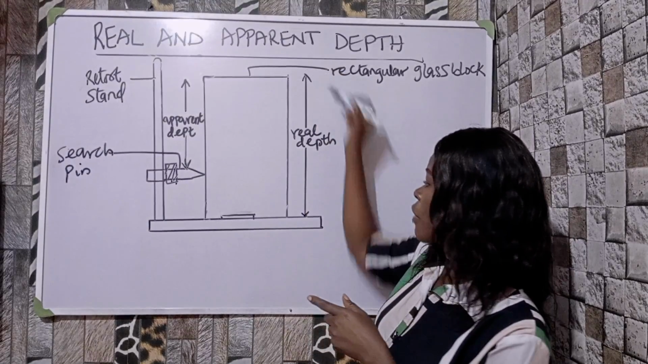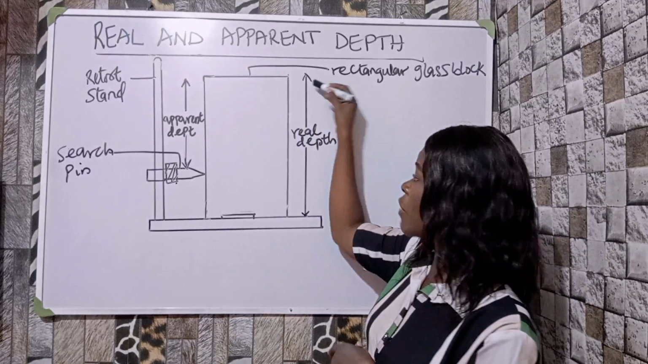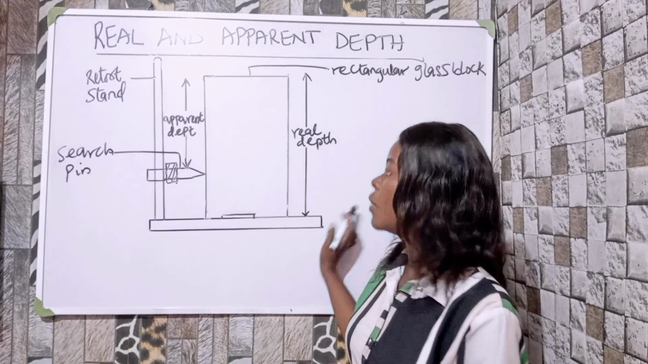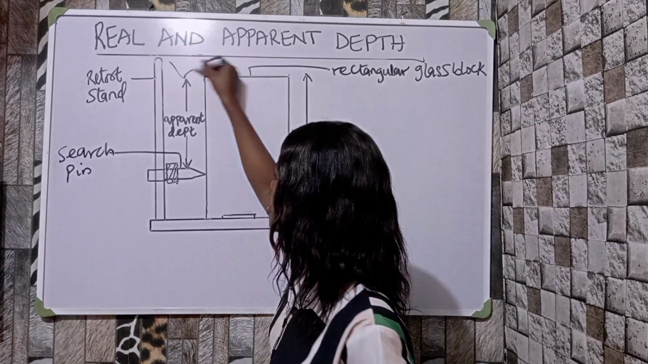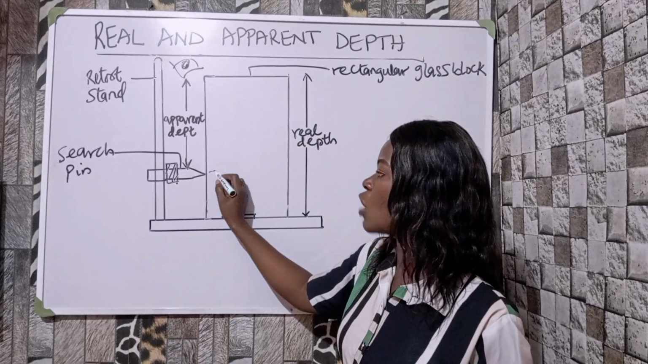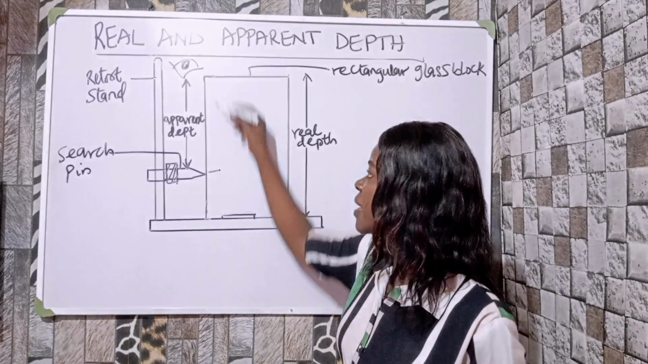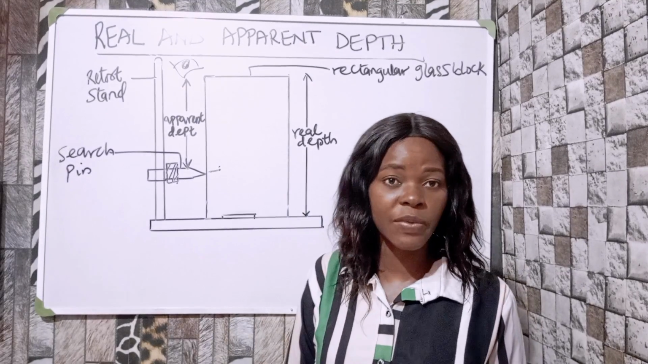Now if you measure from here to get the depth of the rectangular glass block, if you measure from here to where the object is lying, that is the real depth. Then when you look through, you're going to see that the object has risen up to this point because of refraction. So by the time you measure from here to where the object is found, it becomes our apparent depth.